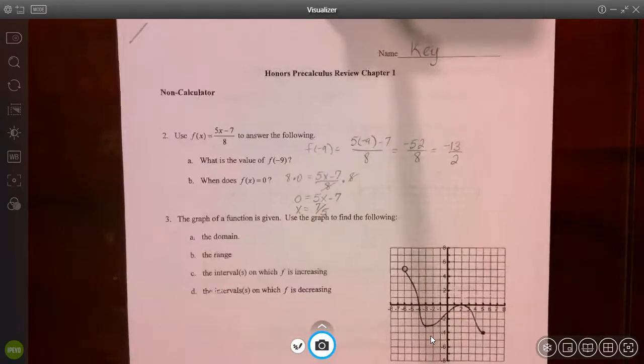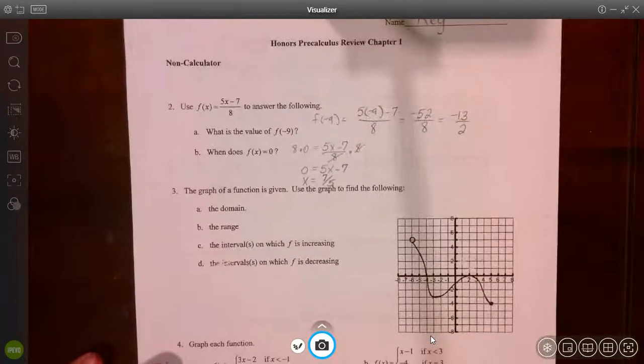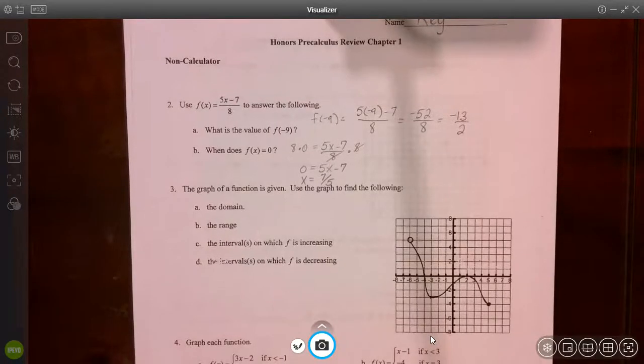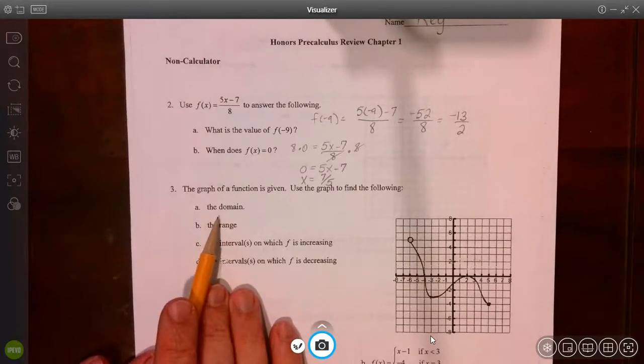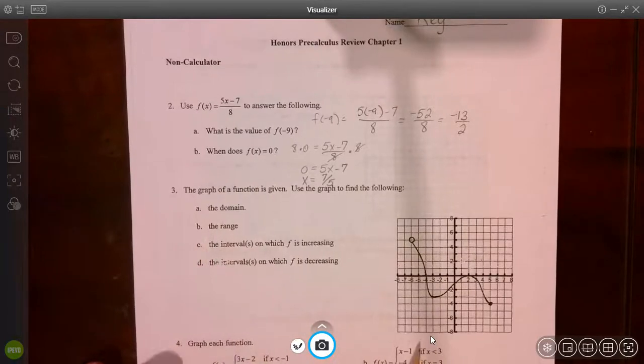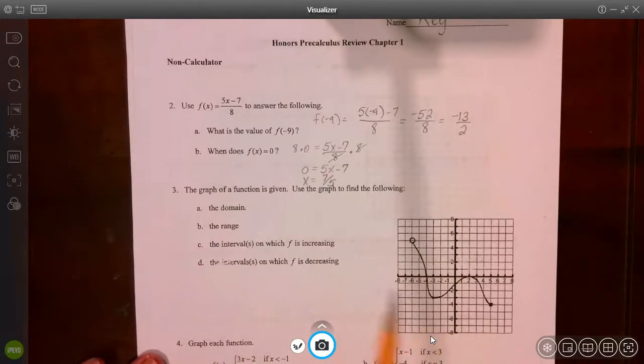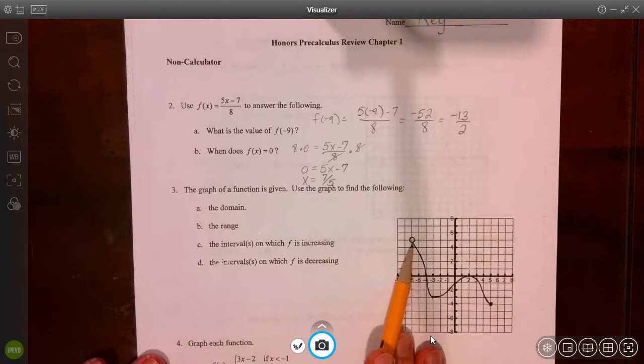Pretty straightforward there. All right, our next problem, the graph of a function is given. Use the graph to find the following. All right, so first we talk about domain. Right, the domain, of course, is all of the x values that this graph covers. So from left to right, the furthest left this thing goes is negative 6. Of course, we don't include negative 6 because it's an open circle.